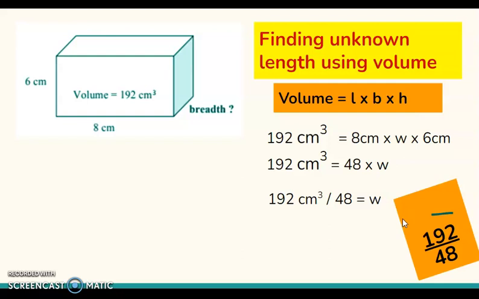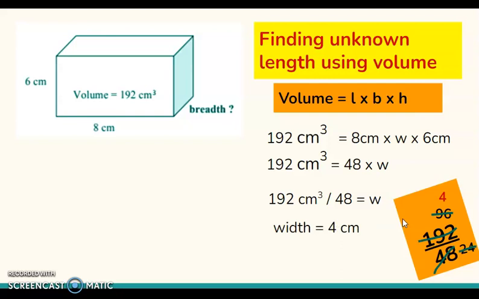Since 24 times 2 is 48 and 96 times 2 is 192, it can be further divided. So 1 times 24 is 24 and 4 times 24 is 96. So the breadth of this cuboid is 4 centimeter.